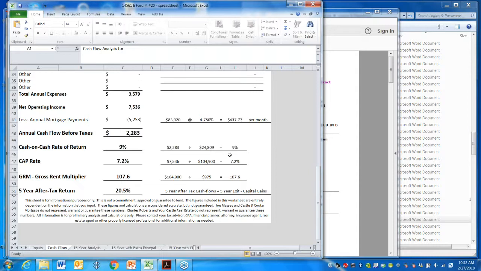So for this property, we've got a cash on cash of 9%, a cap rate of 7.2, and then we have another metric called a gross rent multiplier. And that is just a really high level view of the purchase price divided by the monthly rent, and a 107.6 in this market is pretty good. Typical of what we're buying is a 120. In this case, the lower number, the better. And let me hold off on 5-year after-tax return. Got a couple of questions, and I'll come back to this.